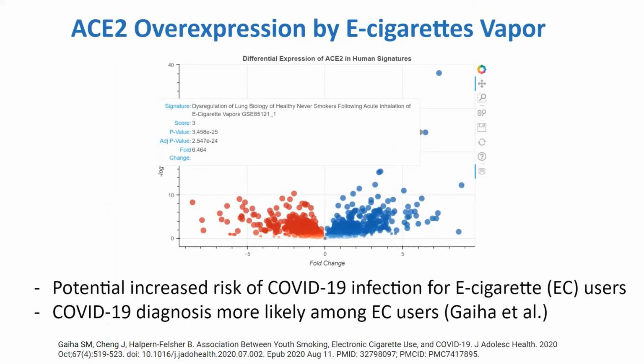Looking at ACE2 overexpression, lung-derived cells exposed to e-cigarette vapors were shown to upregulate ACE2 expression, potentially suggesting an increased risk of COVID-19 infection for e-cigarette users. Recent literature from researchers at Stanford has shown an association between vaping or using e-cigarettes and COVID-19, in that diagnosis was more likely among e-cigarette users.